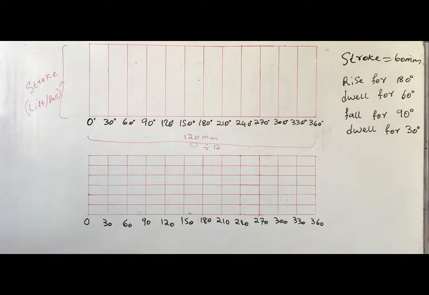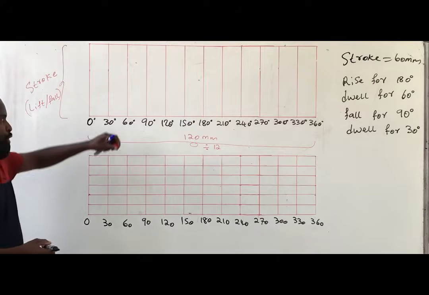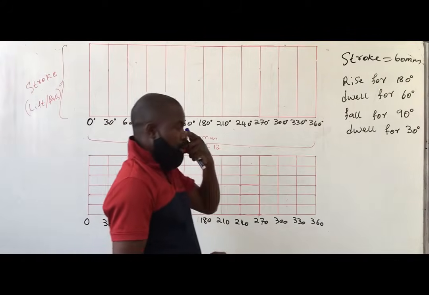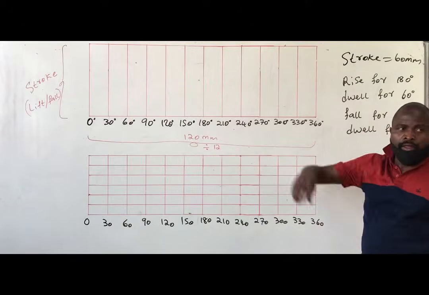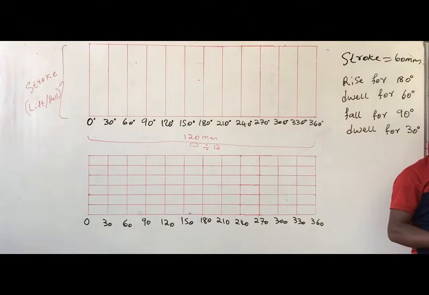So now, from this table, the one on top, this is the standard for all the motions, all the three displacement diagrams. So from there, it's going to differ depending on the displacement diagram which you are going to draw.